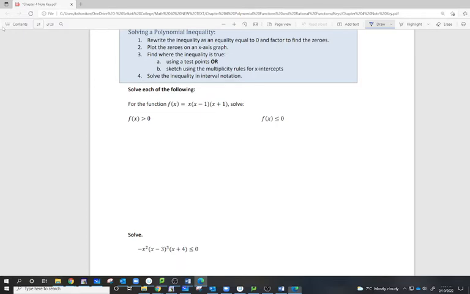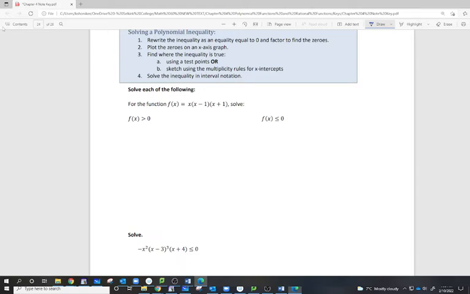Step number 1 is rewrite the inequality as an equality and factor to find the zeros. Then you're going to plot your zeros to break your x-axis up, and then you're going to figure out the shape of your graph. When are you above or below the x-axis? You're going to do this with test points, like intervals, or using the multiplicity rules. And then you're going to look at that graph and determine what are the solutions to this inequality. So let's do that first.